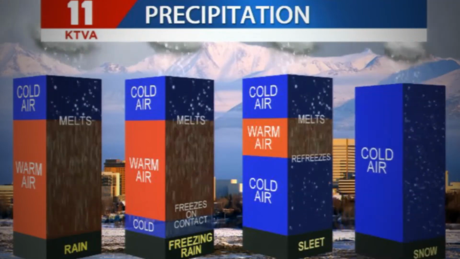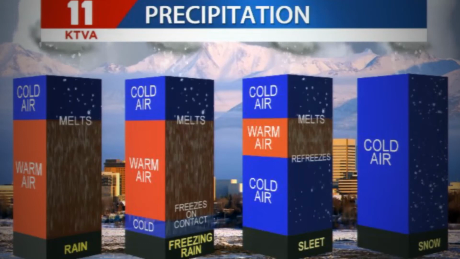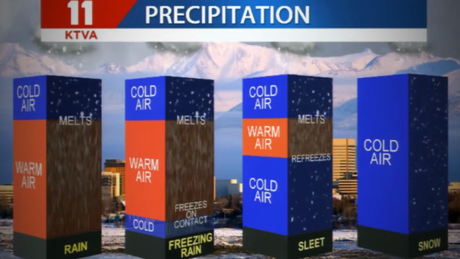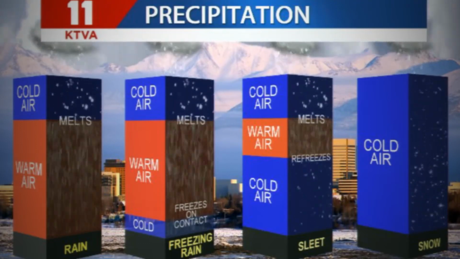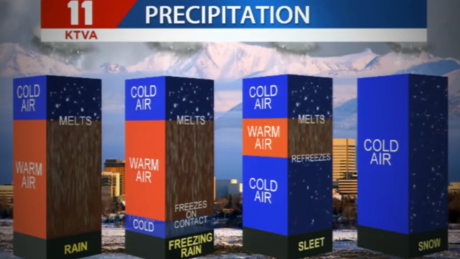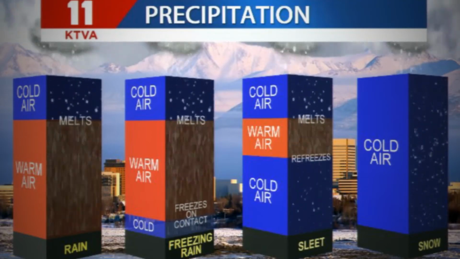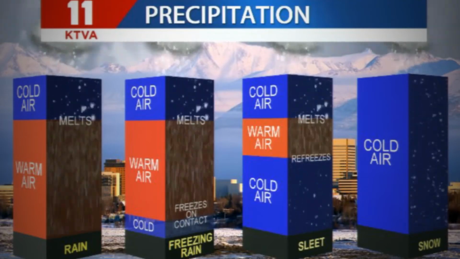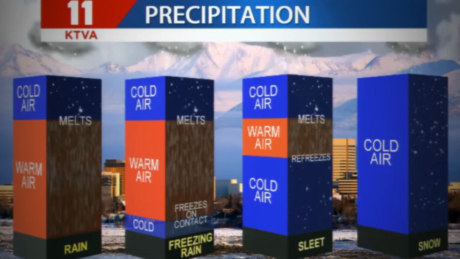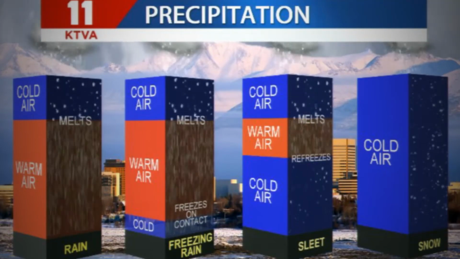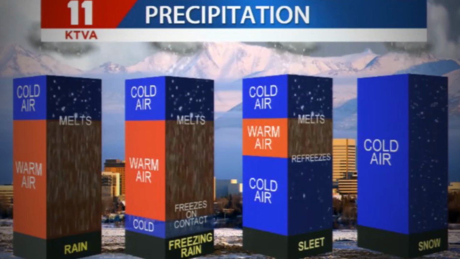Now, a fourth type of precipitation is what happens when it's below 32 degrees or close to it, from the cloud all the way to the ground. Of course, this is what we call snow, but that entire column of air has to be cold. You can't have any air that is significantly above that 32-degree mark.